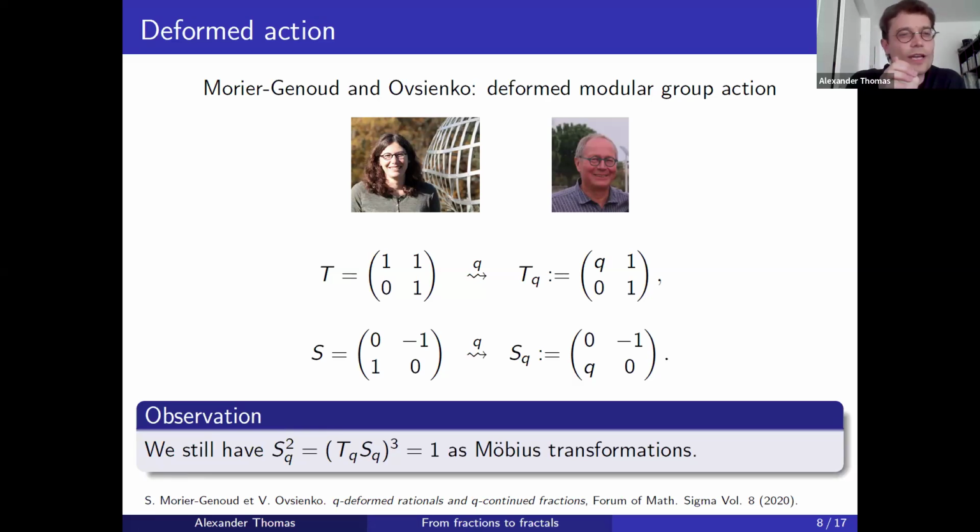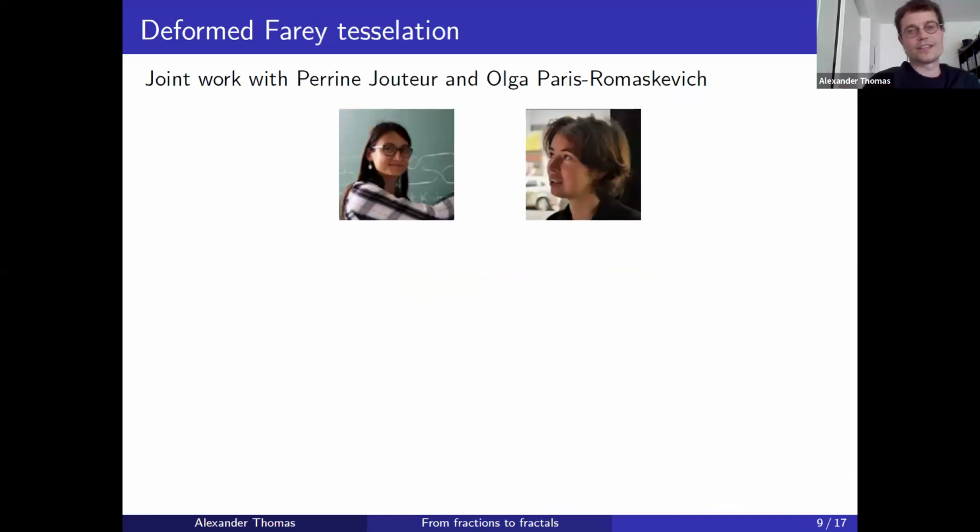And so now you might ask, for the usual modular group, by the way, you recover the usual modular group for Q equals 1. So for Q equals 1, this modular group is the symmetry of the Fourier triangulation. So what is the geometric picture for this deformed representation? This is joint work with Perrine Jouter and Olga Paris-Romaskevich, in which we answer this question.